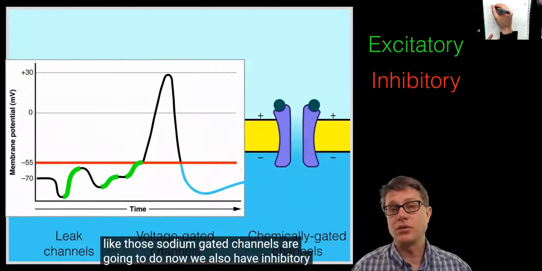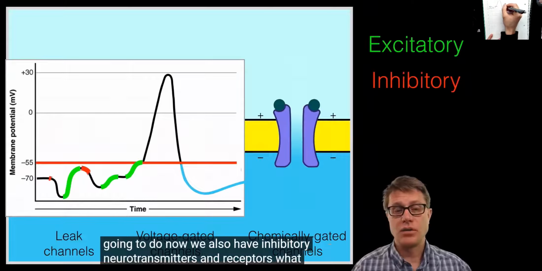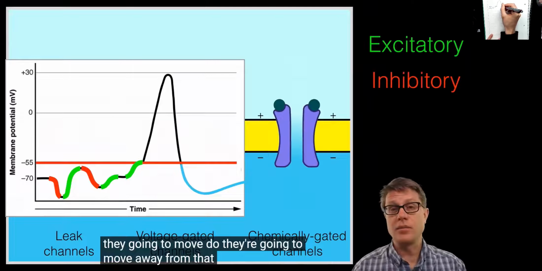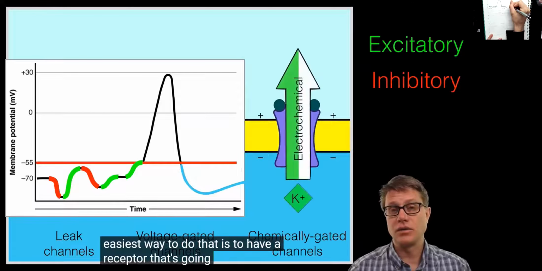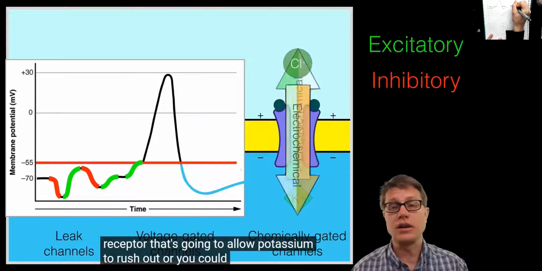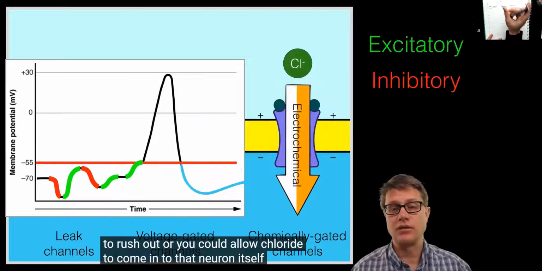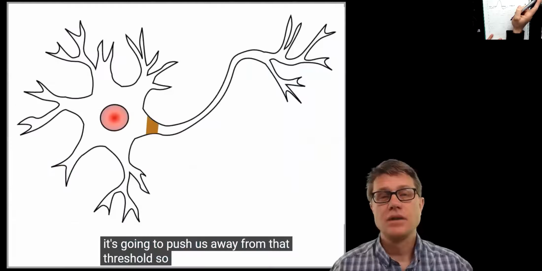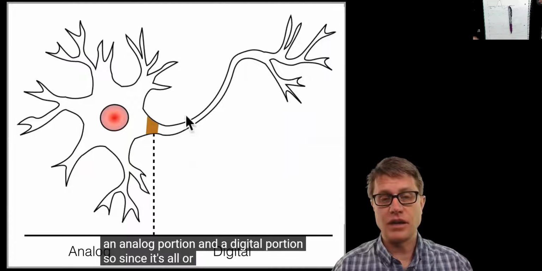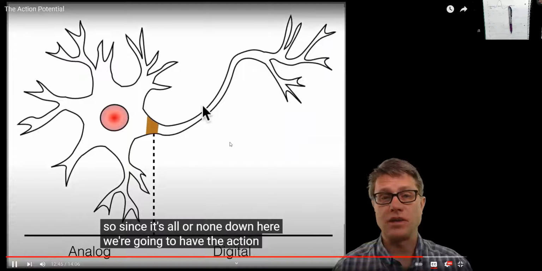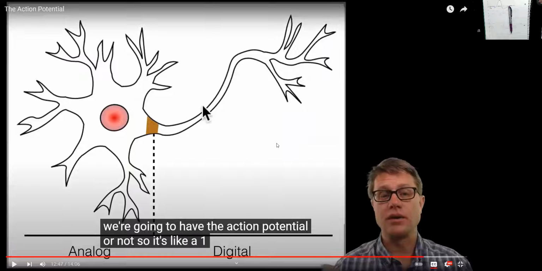Now, we also have inhibitory neurotransmitters and receptors. What are they going to do? They're going to move away from that threshold. What's the easiest way to do that is to have a receptor that's going to allow potassium to rush out, or you could allow chloride to come into that neuron itself, and it's going to push us away from that threshold. So we can think of a neuron as an analog portion and a digital portion. So since it's all or none down here, we're either going to have the action potential or not. So it's like a one.